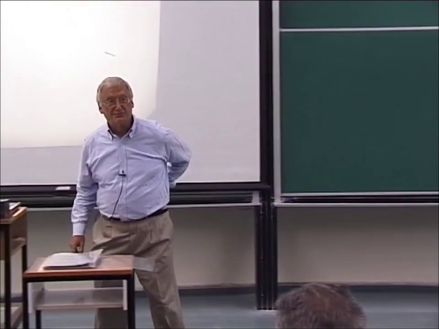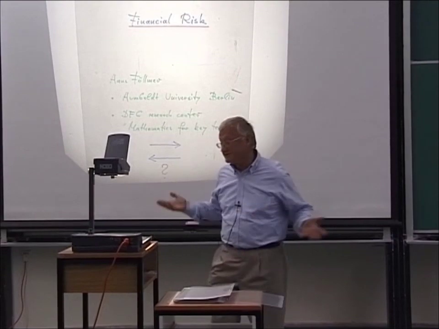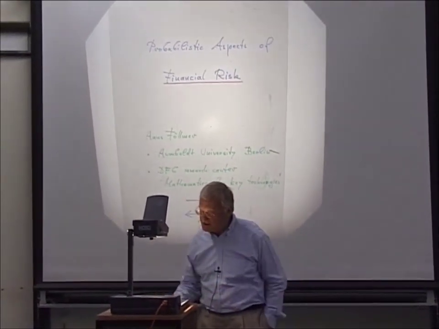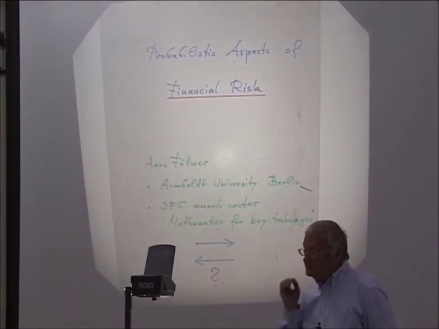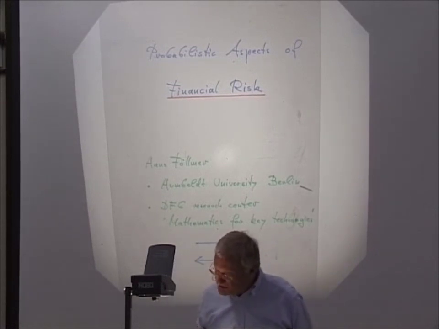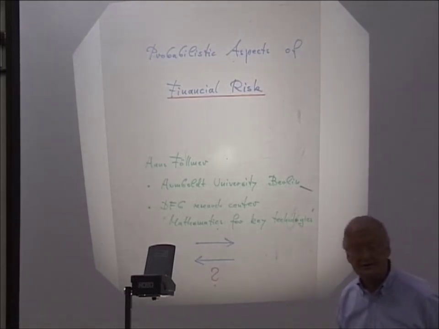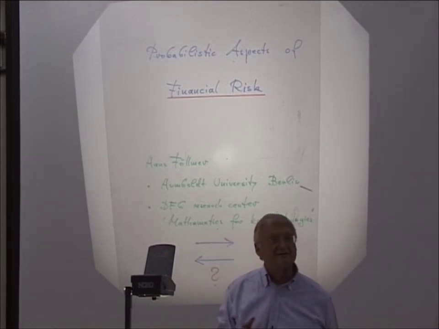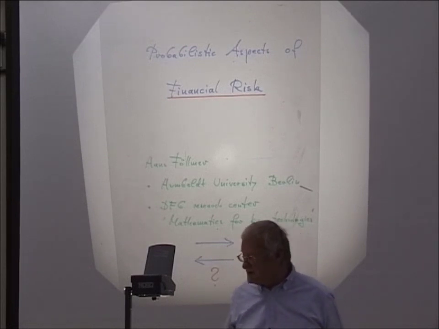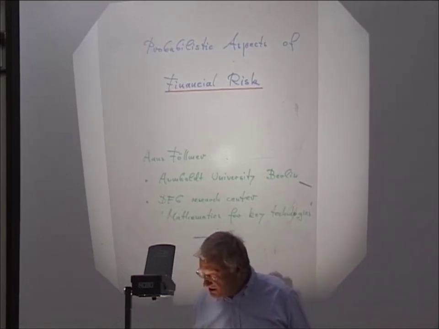Okay, it's of course a great honor to be asked to give these lectures. This is a title which works every time: Probabilistic Aspects of Financial Risk. I am, as Yuri said, at Humboldt University in Berlin. I'm also at a new research center of the Deutsche Forschungsgemeinschaft, which is called Mathematics for Key Technologies. In that case, there are several application areas. One of them is finance. And so the idea is to apply mathematics to these application areas.